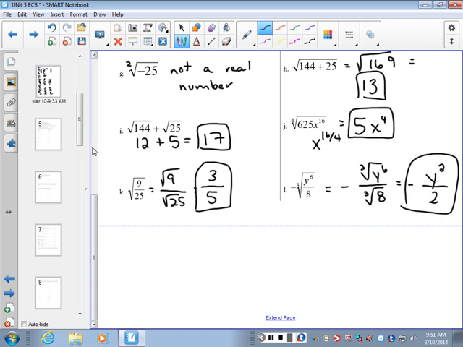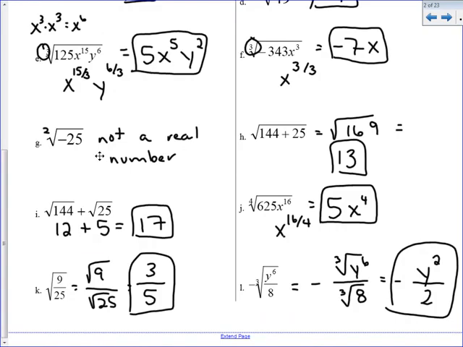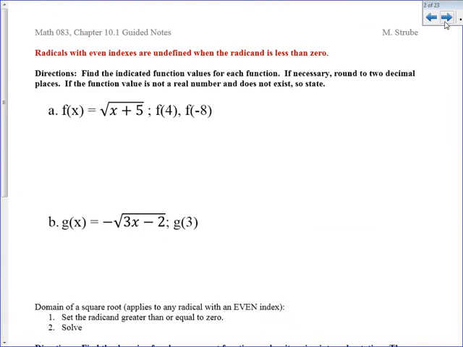So there's two other topics, little topics in 10.1. The first is using our function notation to find some values. So f of x equals the square root of x plus 5. We want to find f of 4. What do I do with the 4 there? Sarah? Yeah, just put in for x.